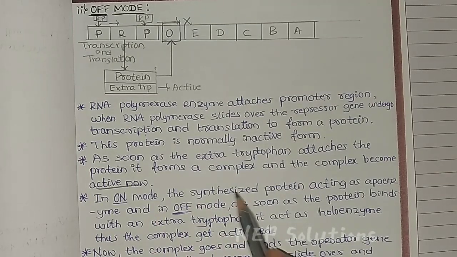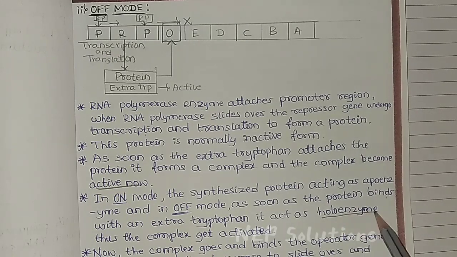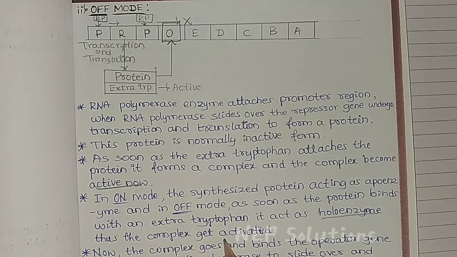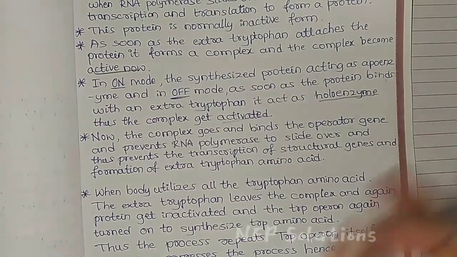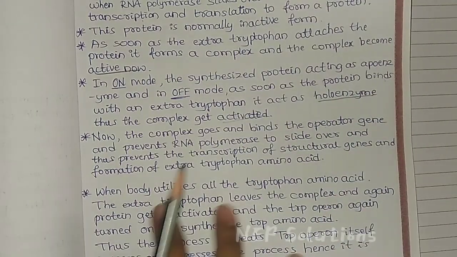In on mode, the synthesized protein acts as apoenzyme, and in off mode, as soon as the protein binds with extra tryptophan, it acts as holoenzyme. Remember the difference. Thus the complex gets activated. When it starts to act as holoenzyme, then the complex becomes activated. Mission starts. And the mission is, now the complex goes and binds to the operator gene.